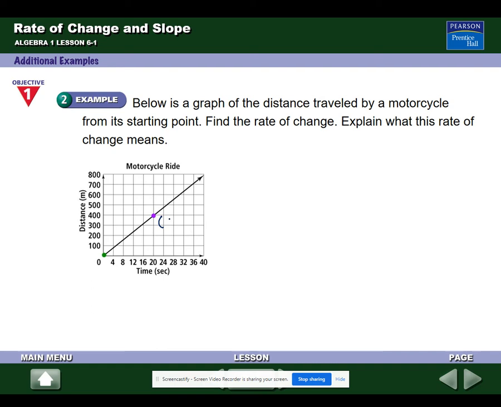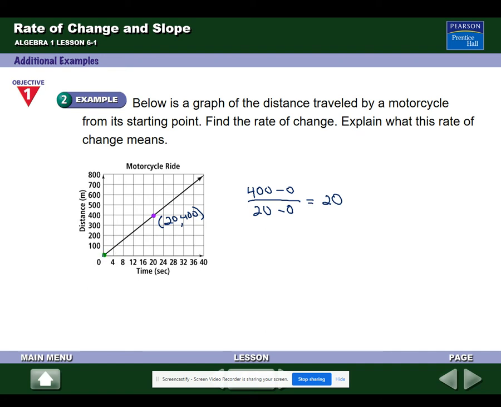So this is the point (20, 400), and this is the point obviously (0, 0). So you could calculate the rate of change by going 400 minus 0 over 20 minus 0. Basically subtracting the y's in the numerator, subtracting the x's in the denominator. 400 minus 0 is 400, 20 minus 0 is 20. 400 divided by 20 would be 20, which is to say then that our rate of change is 20.